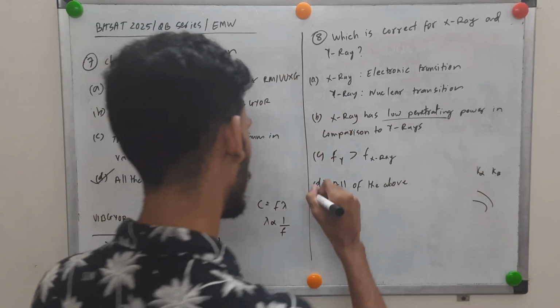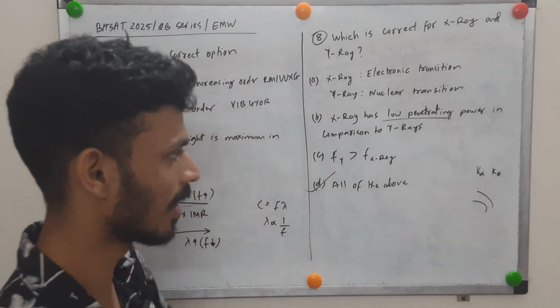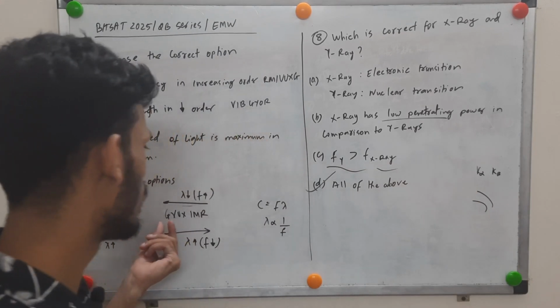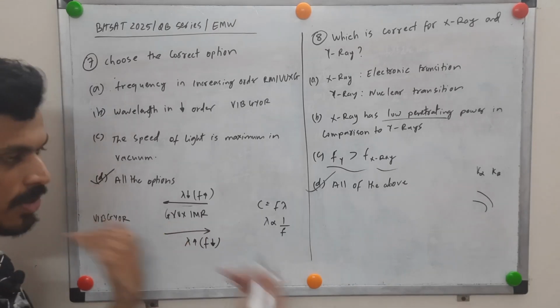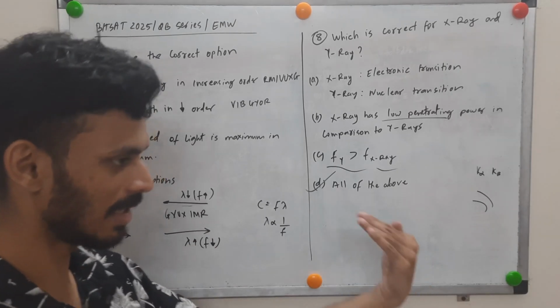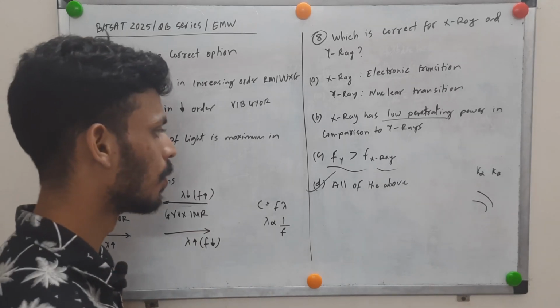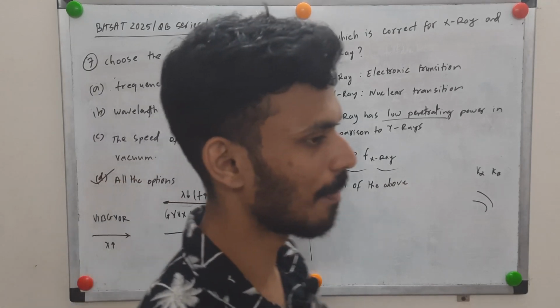So two are correct, which means D is also correct, which means all the options are correct. You can also verify this. Frequency of gamma ray is greater than the X-ray. Yes, right? Because this way wavelength increases, this way frequency increases. That way also you can remember. So all three are correct, which means option D is correct. All of them are correct.